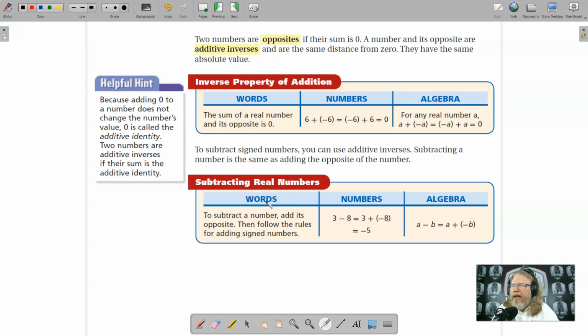Subtracting real numbers. In words, we say to subtract a number, add its opposite, then follow the rules for adding signed numbers. So here we have 3 minus 8. So we're going to take the 3, leave it the same.